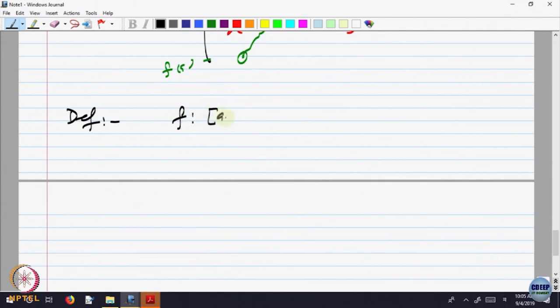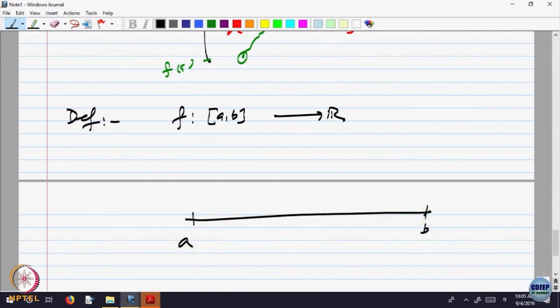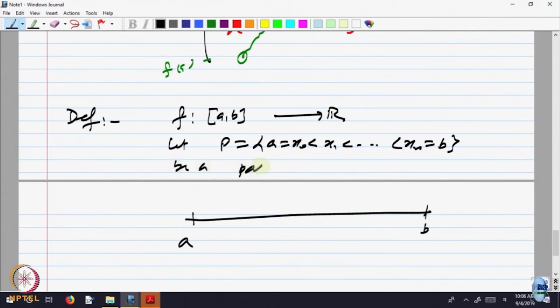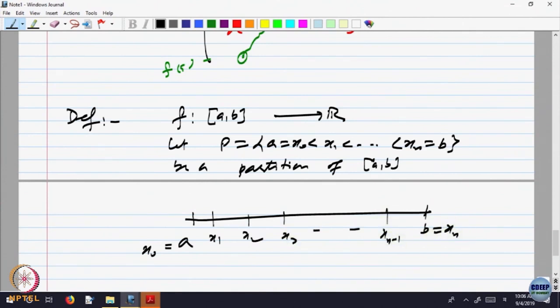So, f is a function defined on an interval a, b to R. So, this is the interval a, b. Let us look at what is called a partition of the interval a, b. So, let P be a = x_0 < x_1 < ... < x_n = b. So, there are a finite number of points in the interval a, b. Such a finite set of points is called a partition of [a, b]. You are cutting up the interval into parts. So here is a = x_0, x_1, x_2, x_3, and x_{n-1} and x_n. So, this is a partition.